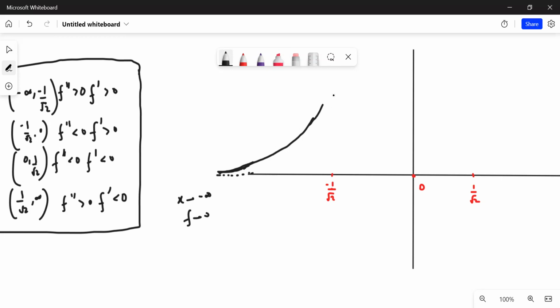दिस इज हाउ योर हैंड शुड मूव। From -1/√2 to 0, function is increasing at a decreasing rate. हाथ ऐसा चलना चाहिए। Is that clear? Increasing but at a decreasing rate. Is that clear?